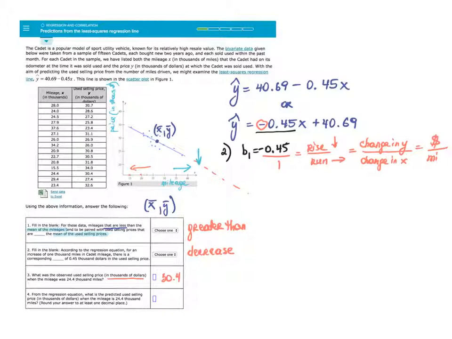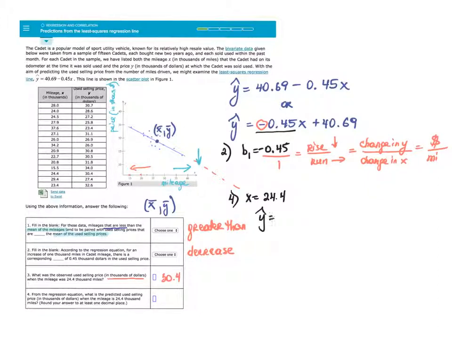Okay, last part. From the regression equation, what is the predicted used selling price in thousands of dollars when the mileage is 24.4 thousand miles? We need to round answer to at least one decimal place. So for part 4, I'm going to use my least squares regression line equation to find what y hat value is when x is 24.4. So when x is equal to 24.4, what is my y hat?